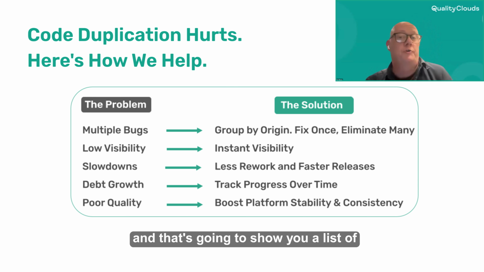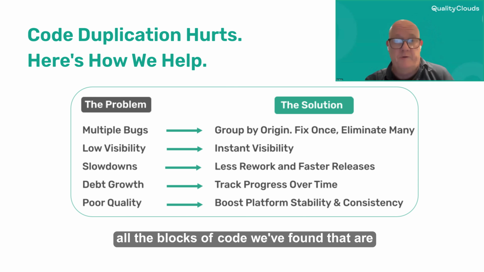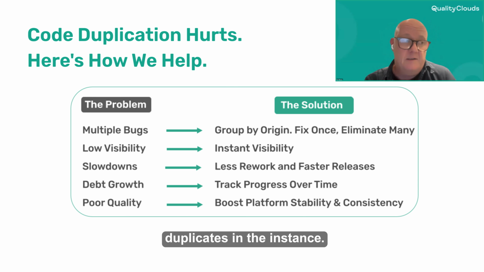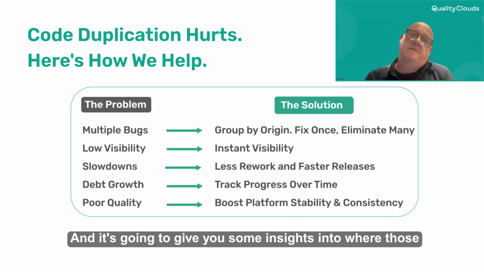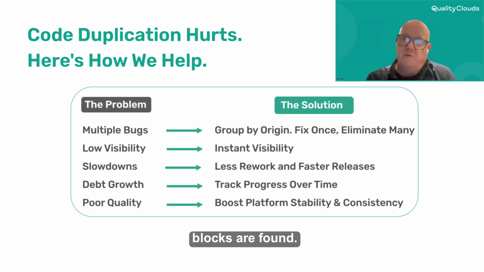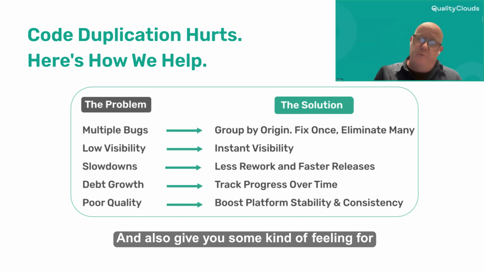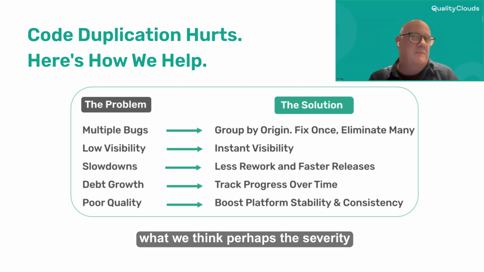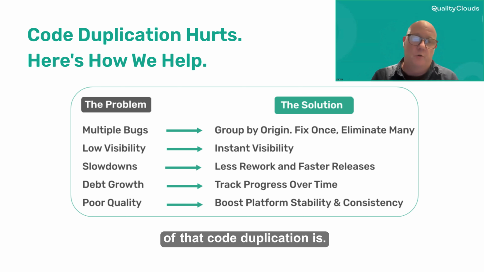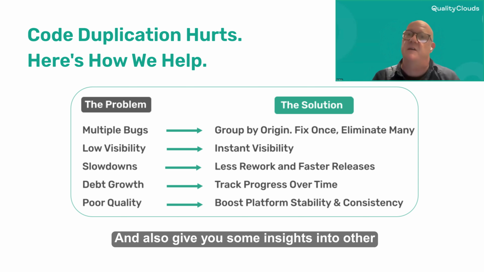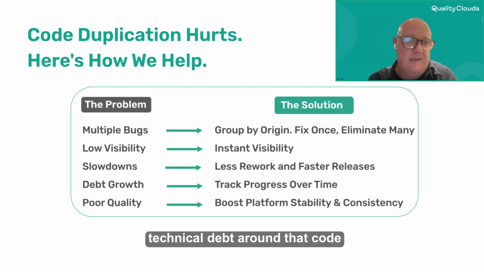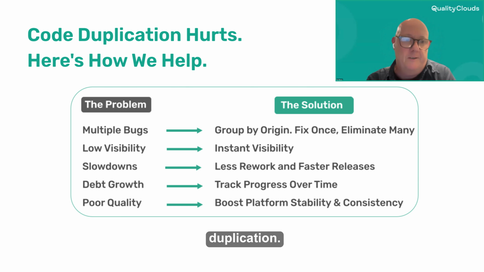And that's going to show you a list of all the blocks of code we've found that are duplicated in the instance. And it's going to give you some insights into where those blocks are found, and also give you some feeling for what we think the severity of that code duplication is, and also give you some insights into other technical debt around that code duplication.